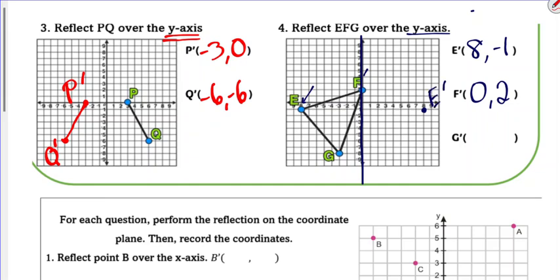Now G is just 1, 2, 3 away. It's going to be 3 away on the other side. So G ends up at 3, -8. Again, you can see the shape didn't really change, just flipped over that line. It changes in orientation, does not change in size. It also changes location.